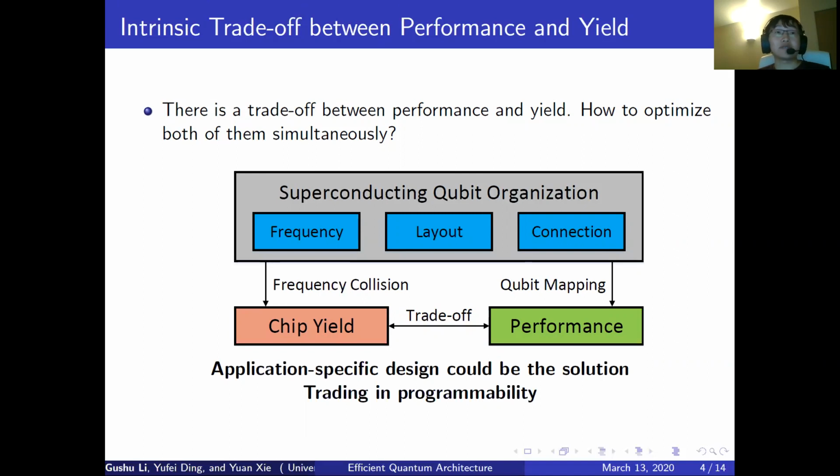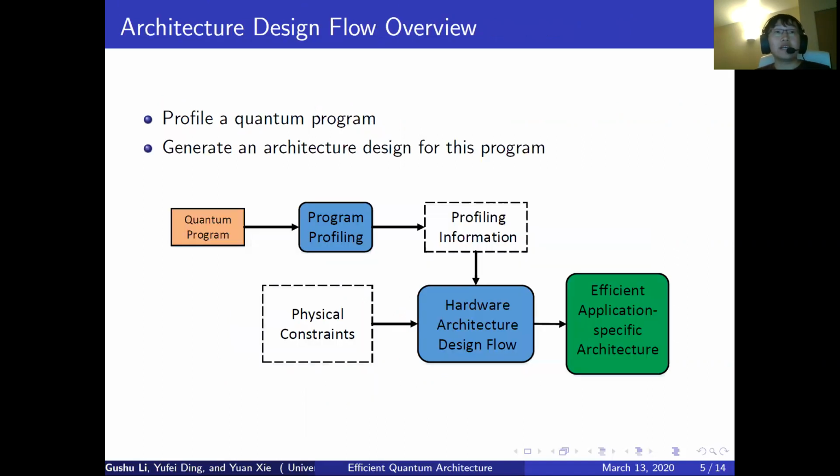Briefly, to summarize our contribution, we propose an end-to-end design flow for efficient superconducting quantum processor architectures. For a given quantum program, we first profile it and extract some profiling information. This information is then fed into an architecture design flow. We also consider the physical constraints here, and finally, our design flow will generate efficient architectures for different applications. In the rest of this talk, I will introduce the profiling methods and our 3-step design flow.